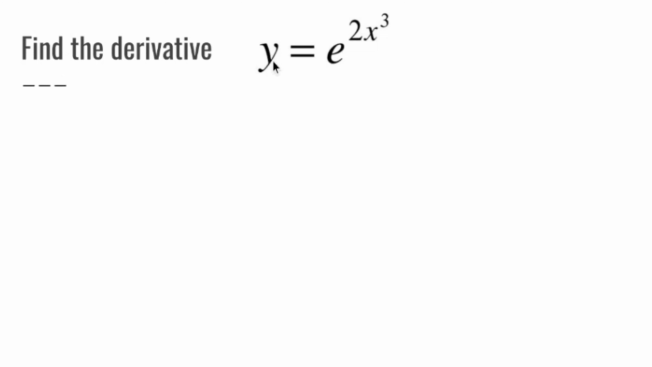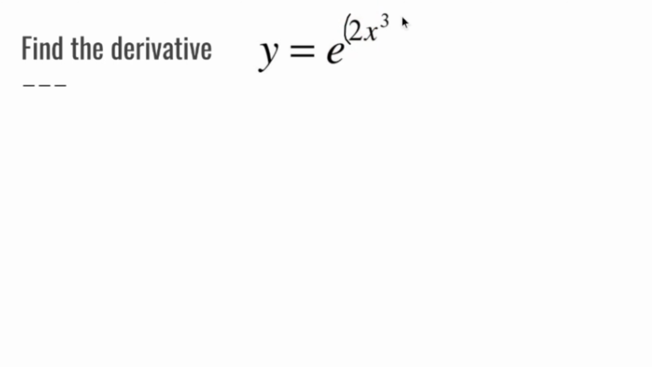Find the derivative of y equals e to the 2x cubed. Now the derivative of e to the x is e to the x, but this isn't e to the x. This is e to the 2x cubed. So this is going to require a chain rule. So I have an outside and I have an inside. It would be nice if I used the pen function.